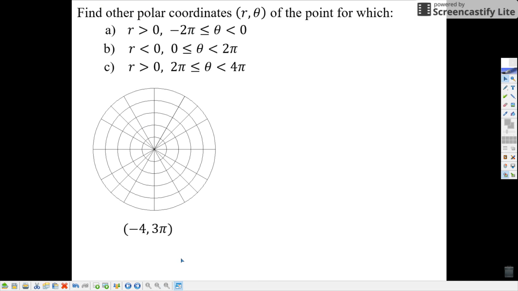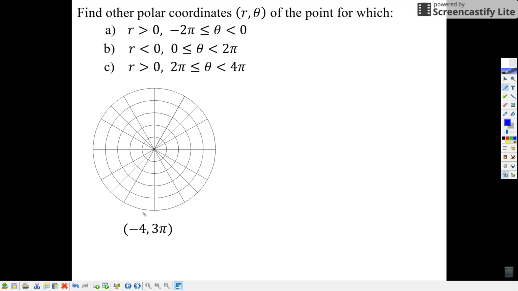Okay, I want to go ahead and talk about graphing a little bit more, but I also want us to start practicing how to find other polar coordinates with certain restrictions. So we're first going to graph this coordinate (-4, 3π), and then we're going to go through each of these three parts to find alternative ways of writing the same polar coordinate.